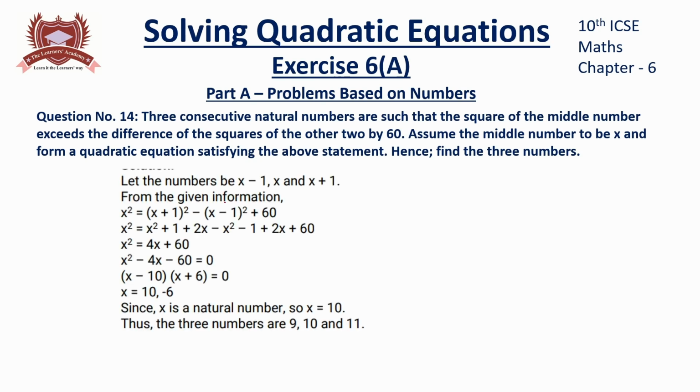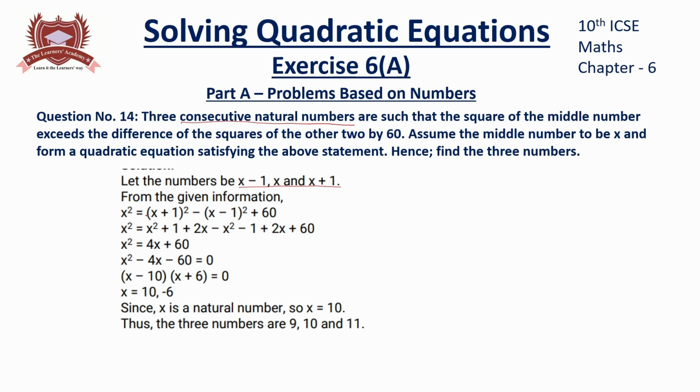So let the numbers be x minus 1, x and x plus 1. Consecutive natural numbers है. कभी भी consecutive natural number पूछेंगे तो always take them as x minus 1, x and x plus 1. Why? Because जब add करेंगे तो वो plus 1 minus 1 cancel हो जाता है. We have थोड़ा झंझट कम हो जाता है अपने हाथ से.